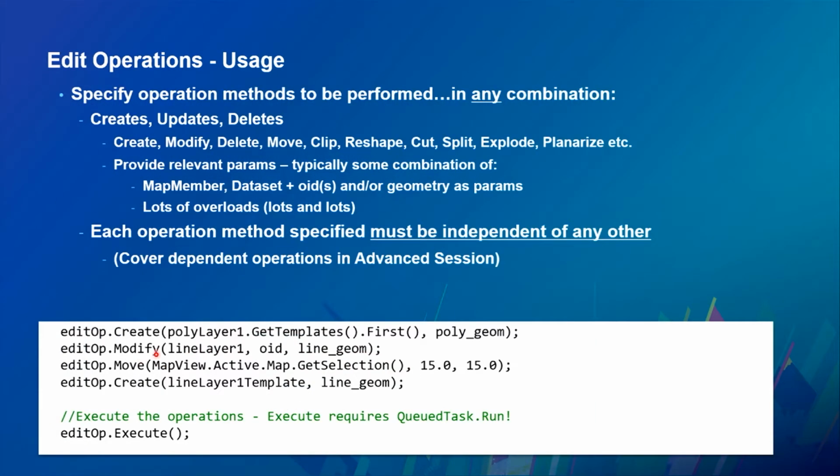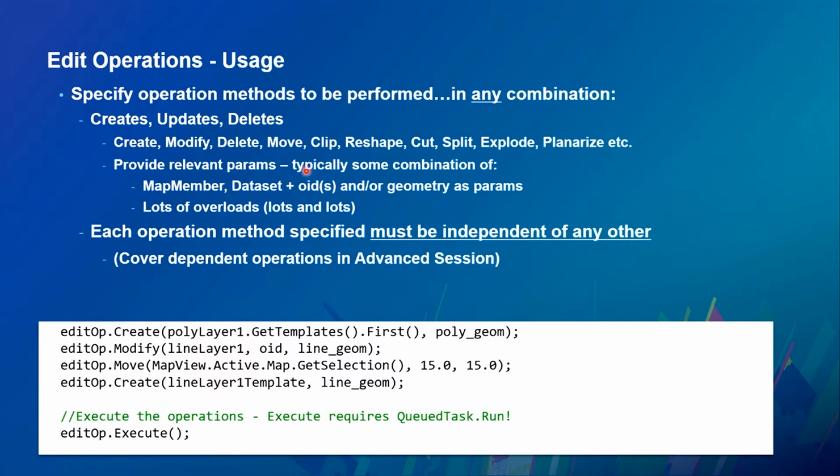Okay. So the usage. This is where we create, update, and delete our features. If you look at edit operation in the browser, you'll see there's a whole bunch of methods that we put on there. And these really represent what you're seeing in the UI. So you will find the cuts and the clips and the reshapes, explodes, etc. They all exist as methods on the edit operation itself. Most common ones you'll be using: create, modify, delete. When you call one of these methods, the parameters are usually giving it a map member and an OID.